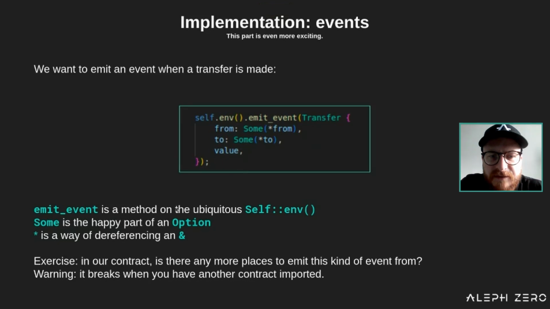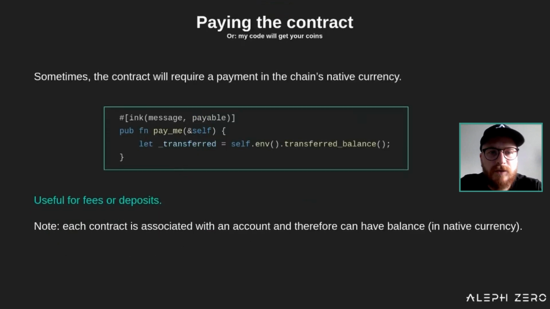Now, this way of emitting events will probably break if you use multiple contracts and cross-contract calls. In order to avoid that, there's some workarounds. You will find this in our documentation that was linked before. Now, you may remember from the explanation of the DAO hack that we talked about how you can actually transfer some actual chain's native currency into the contract.